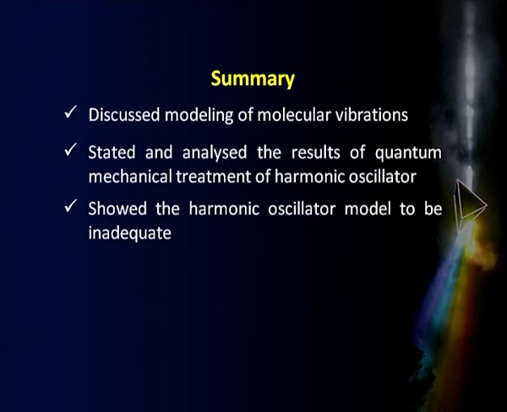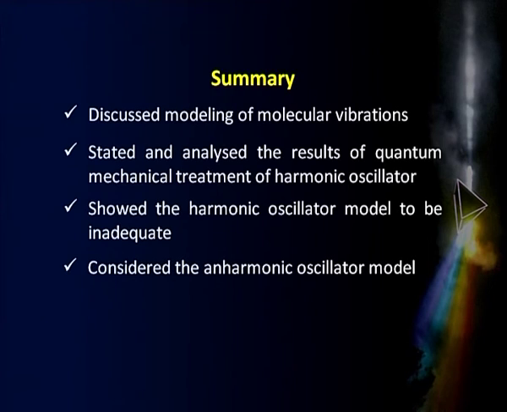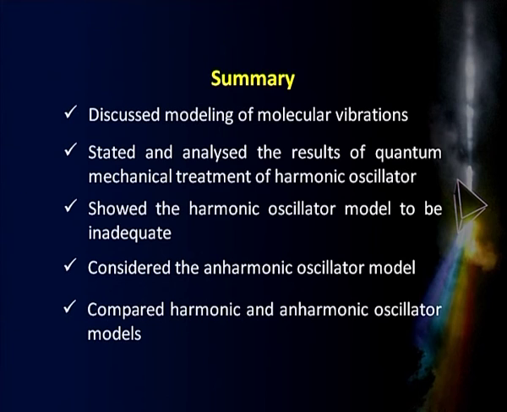Thereafter, we showed that this harmonic oscillator model is inadequate because it does not account for the fact that if I give energy to the molecule, it dissociates. If I consider the molecule to be a harmonic oscillator, it will not dissociate at all. So, it was inadequate. So, we brought in the concept of anharmonicity into the model and we found that as a consequence of that our energy level expression changed and so did our selection rules. And towards the end we tried to compare the outcomes of harmonic and anharmonic oscillator models.